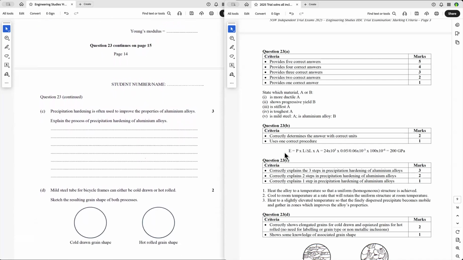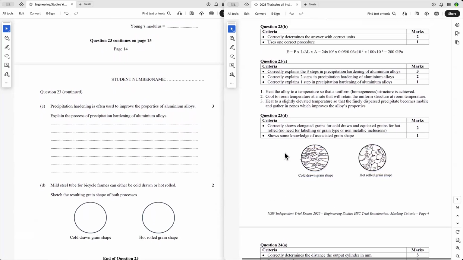Precipitation hardening is on page 54. Make sure you know that there are 3 steps, and you can get that from the marks here. So there's 3 steps in precipitation hardening. You heat the alloy to a temperature so that a uniform structure is achieved. So you've got one phase at that temperature. You cool it, and you cool it according to what the material is. The heat treater will know whether it's cooled quickly or slowly, and they cool it at a rate so that it retains the uniform structure at room temperature.